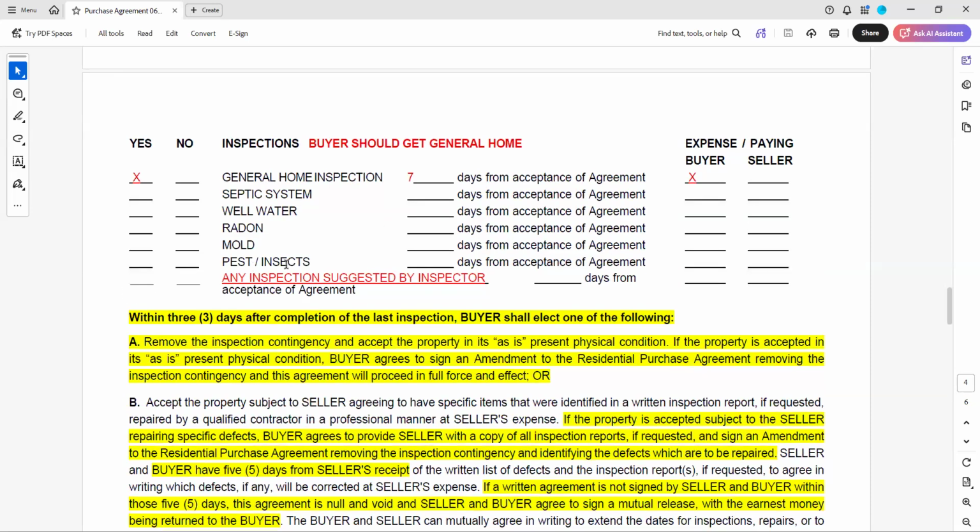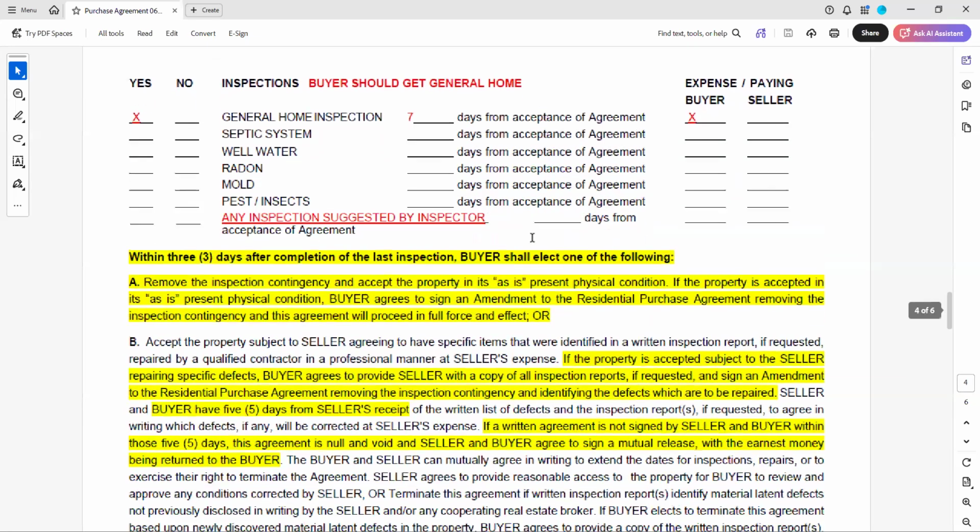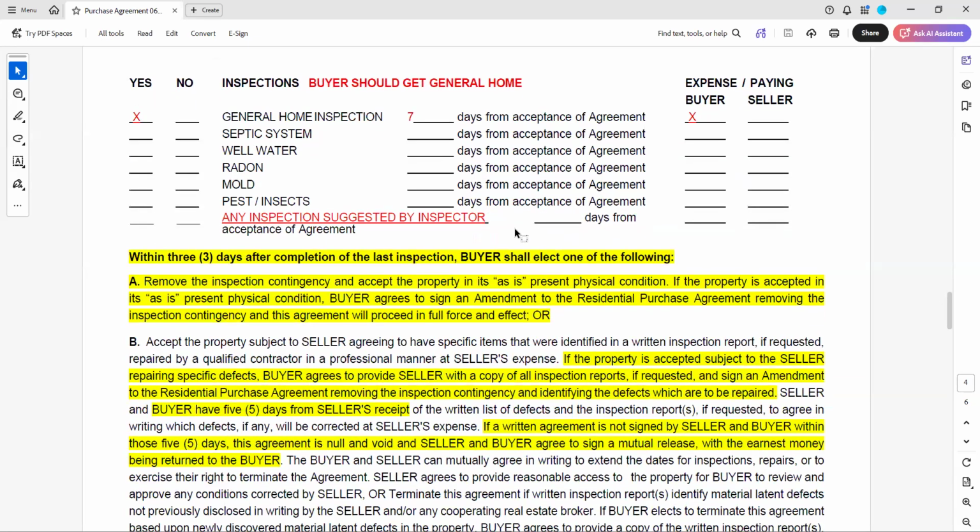On this line underneath, the pass, any inspection suggested by the inspector is something that I have written on there because that's going to cover you to go back and get the septic inspected or the well inspected or mold inspected or pest inspected. If they find something, maybe they find structural damage, right? That's not something that you or I would be able to notice with the naked eye, but an inspector is trained to look at that stuff. That would give you extra days to get the structural engineer out there.